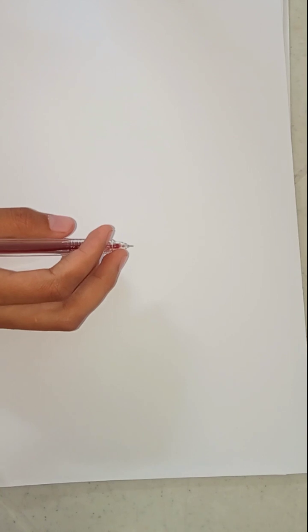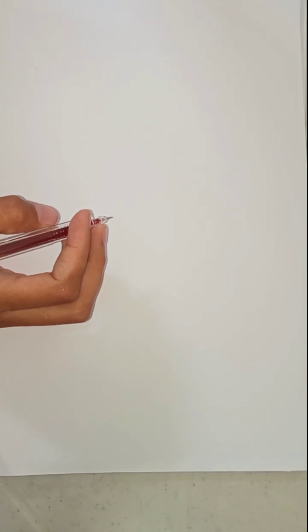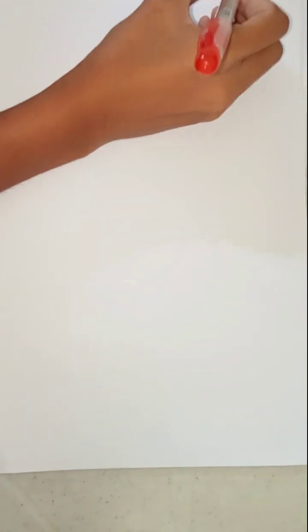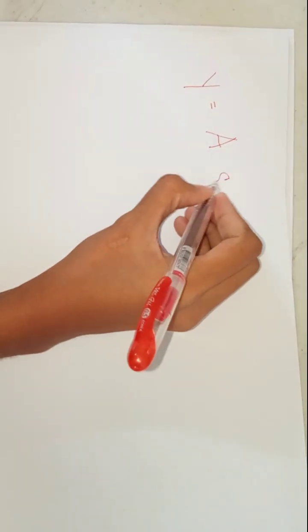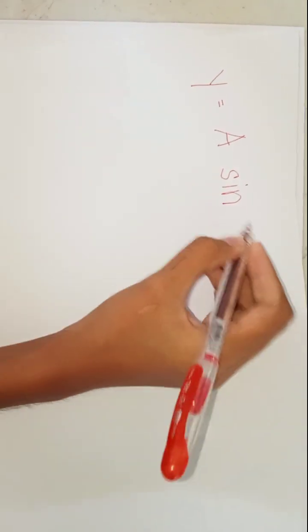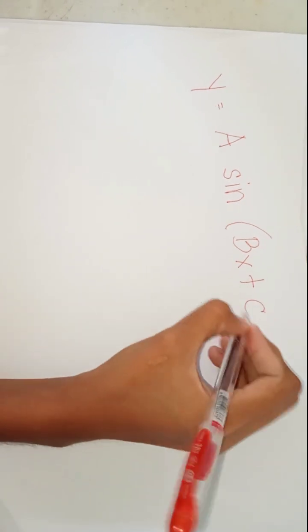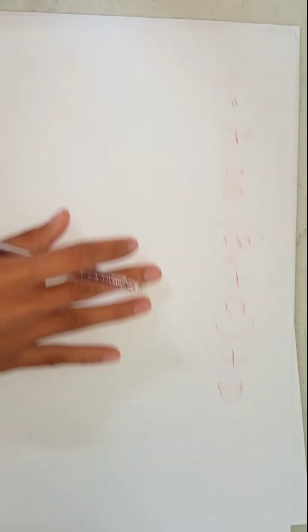Today, we will discuss the sine function first. But before we proceed, we need to know first the general equation. So here is the general equation. We have y equals a sine times the quantity of bx plus c plus d, where the a is the amplitude.